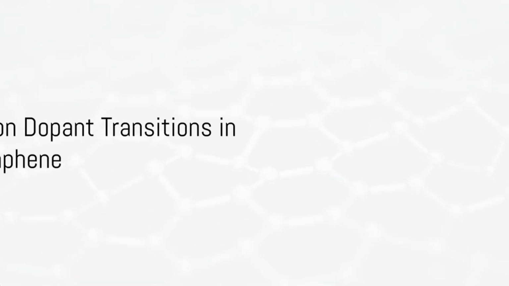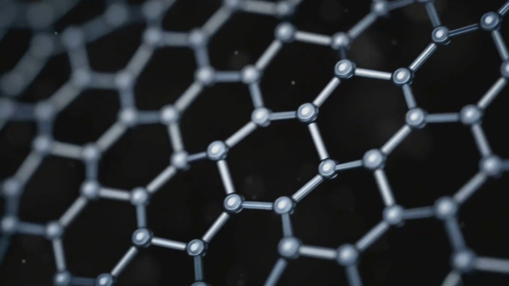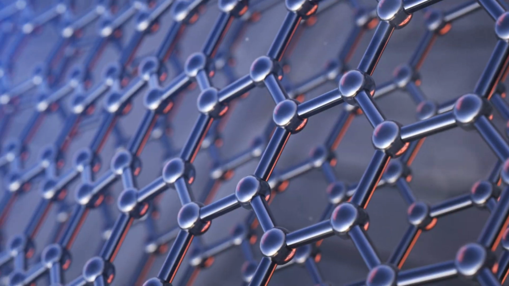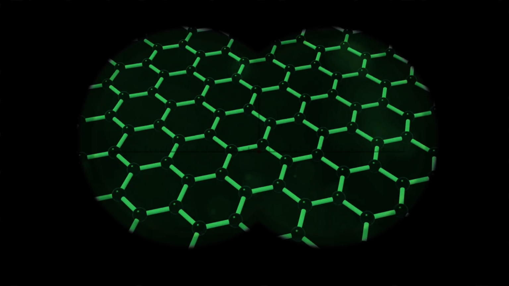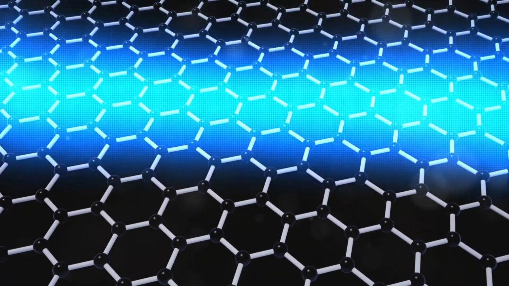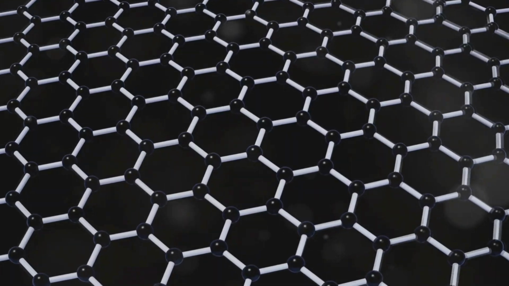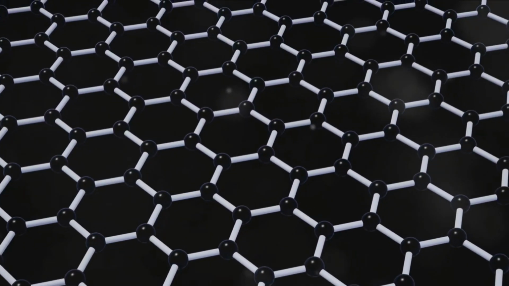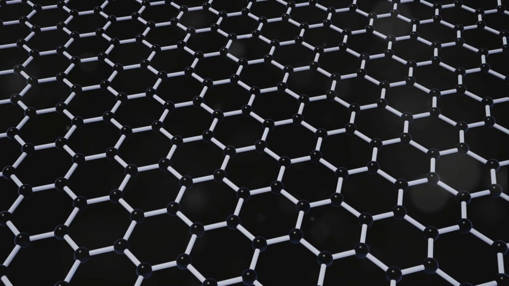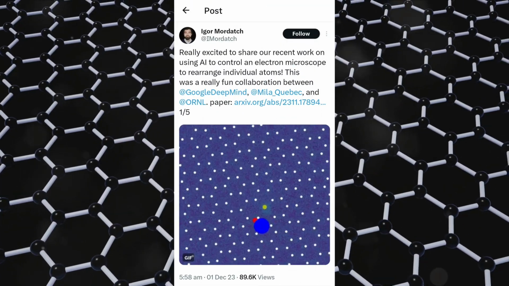Have you heard about the amazing news from Igor Mordach, the Google DeepMind researcher, about his team? They used AI to control an electron microscope to rearrange individual atoms. Yes, the mystery silicon dopant transitions in graphene. Today we dive deep into the fascinating world of atomic manipulation, inspired by Igor Mordach's intriguing post on Twitter.